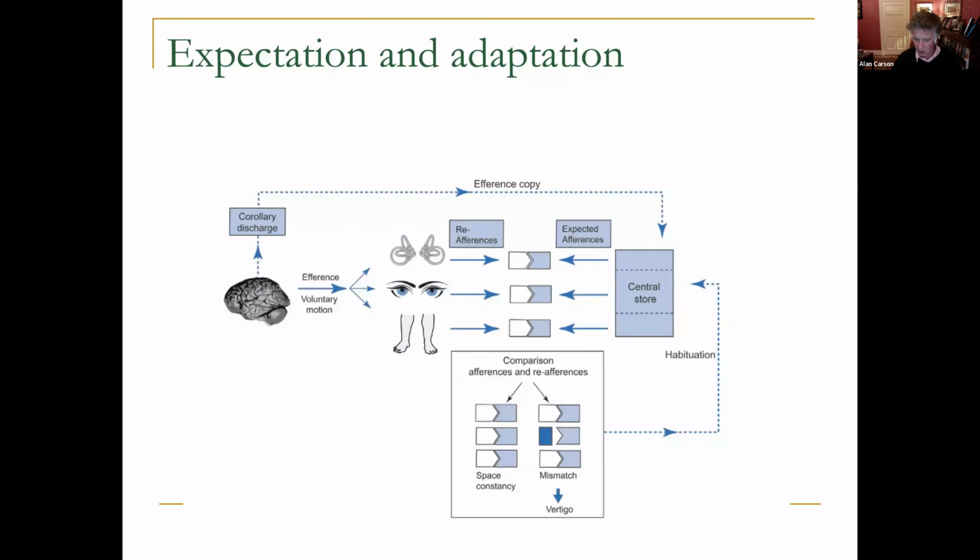Now, most of the time, clinically in acute situations, we're looking at something disturbing, particularly the ears or maybe the eyes, to create a problem with the reafferents. But equally, a mismatched corollary discharge could create the same problem, and we're off to the races.